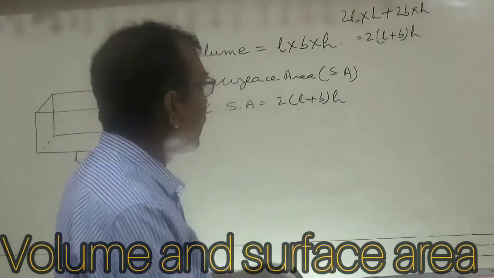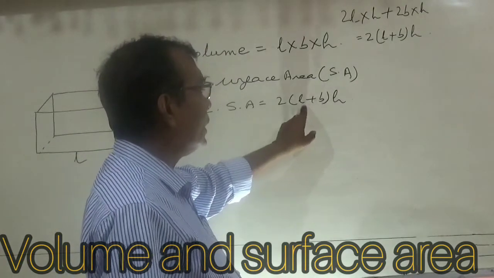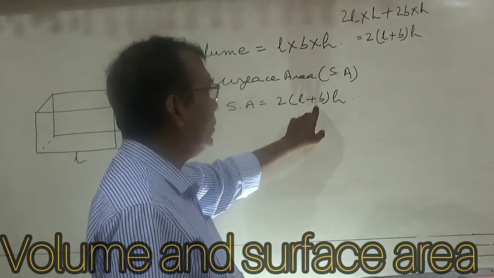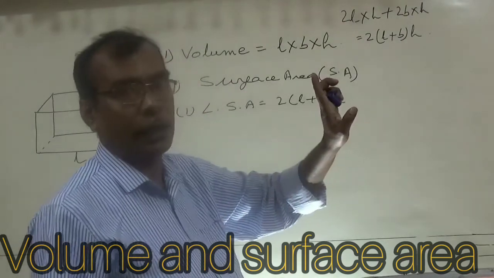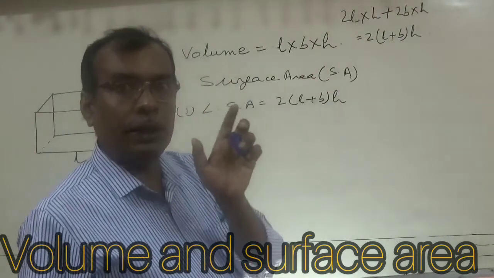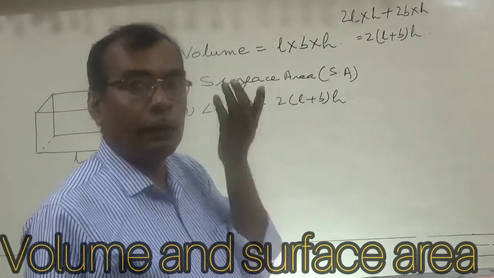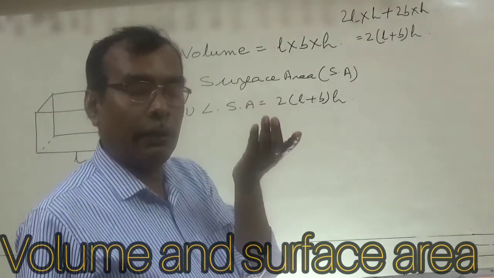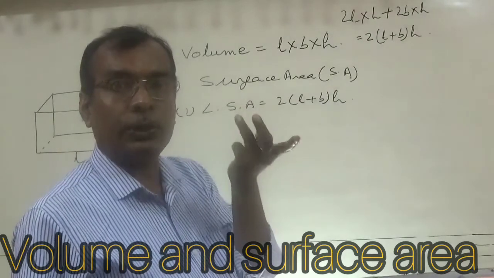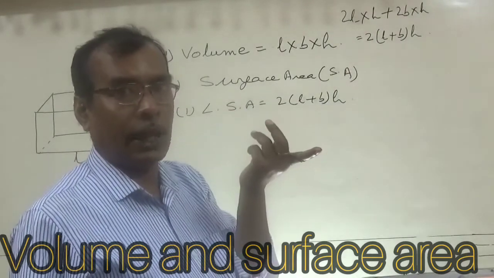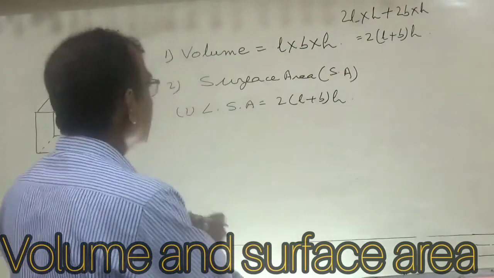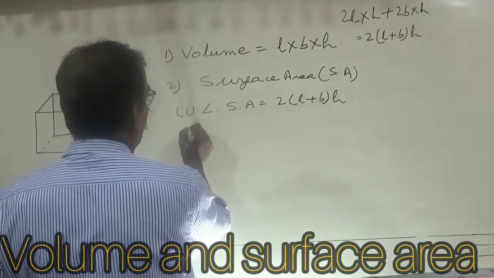Right? Now if it is centimeter, centimeter plus centimeter is only centimeter, and centimeter into centimeter is centimeter square. So area we always denote by centimeter square, meter square or unit square, and for volume we have the unit cube: centimeter cube, meter cube or something like that. Right? Now next is total surface area.